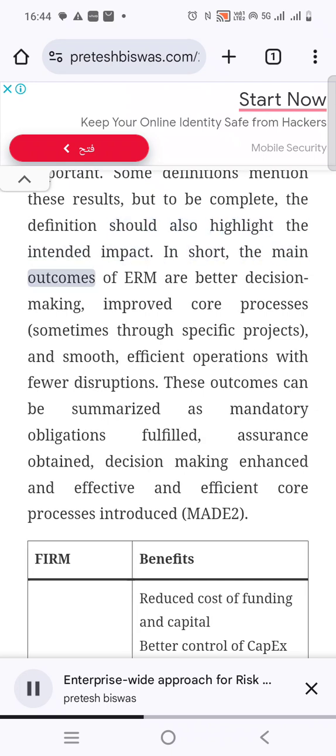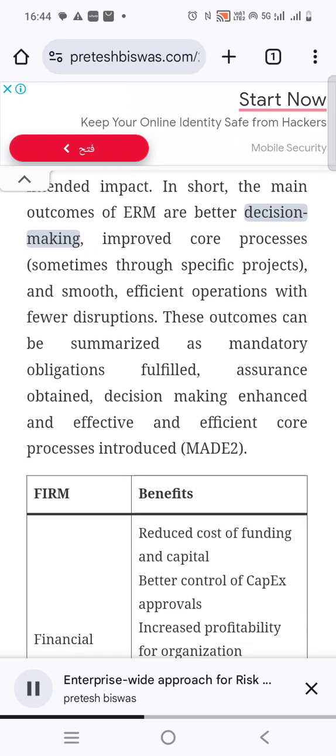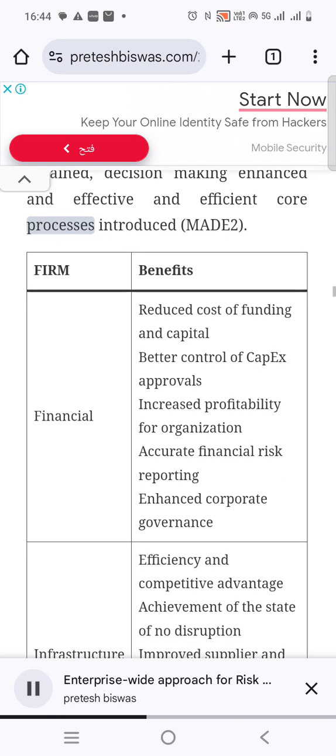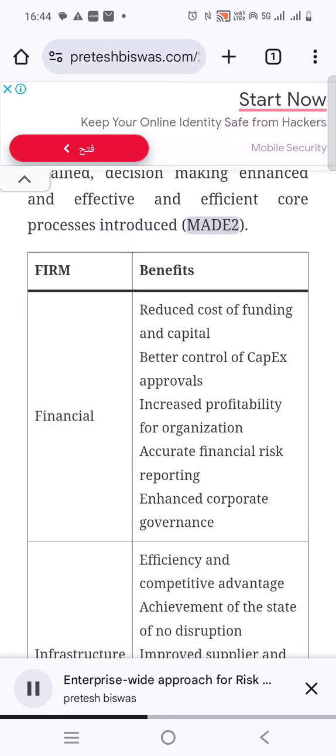In short, the main outcomes of enterprise risk management are better decision-making, improved core processes, sometimes through specific projects, and smooth, efficient operations with fewer disruptions. These outcomes can be summarized as mandatory obligations fulfilled, assurance obtained, decision-making enhanced, and effective and efficient core processes introduced.